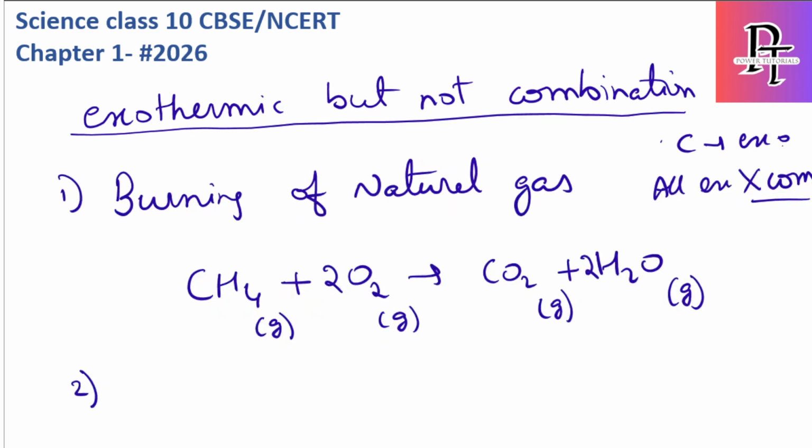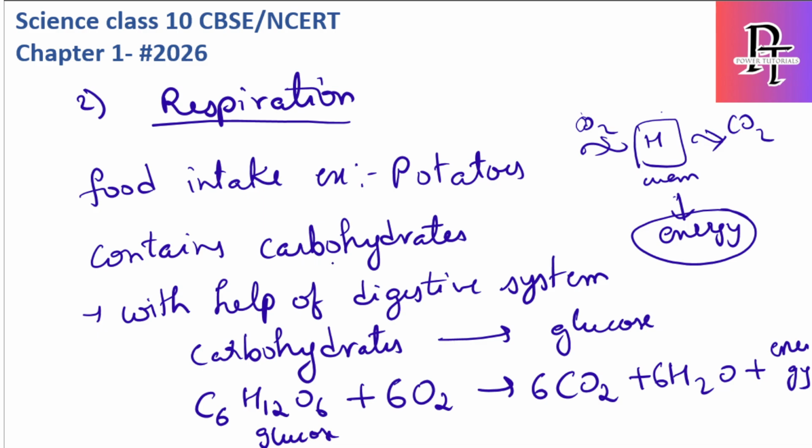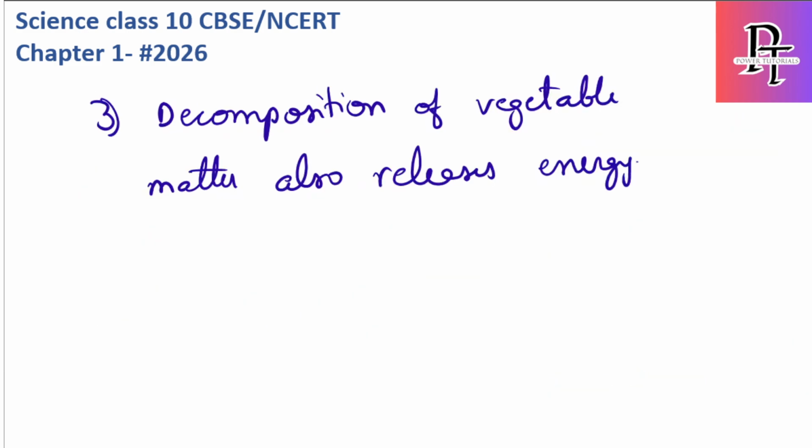So they can ask you, tell me a few exothermic reactions which are not combination reactions. Then you have to tell these three reactions. First one is burning of natural gas, where methane is combining with oxygen to get carbon dioxide and water. Second, respiration. Whichever food we are taking will contain carbohydrates that will convert into glucose with the help of the digestive system. This glucose will combine with oxygen which we inhale during respiration. Those two will combine to form carbon dioxide, water and energy. And the last one is decomposition of vegetable matter. This reaction also produces energy.